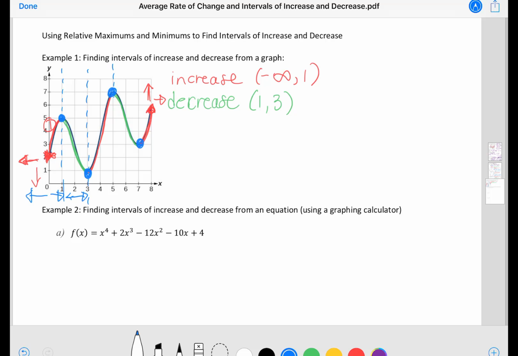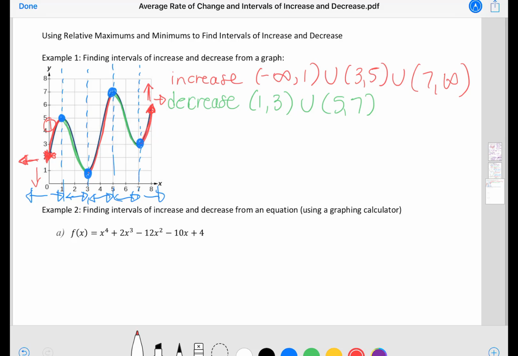Then my next interval is going to be from 3 to 5. If I have more than one interval of increase, I need to write a union, 3 to 5. Then my next interval would be from 5 to 7, and that would be an interval of decrease. So I'm going to write it under the decrease, 5 to 7 with a union. And then my last interval is going to be from 7 to infinity. I'm going to write that with a union here.